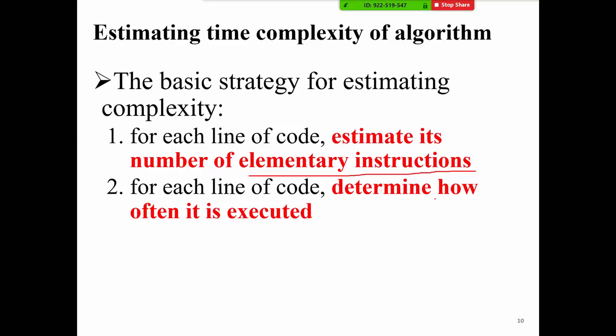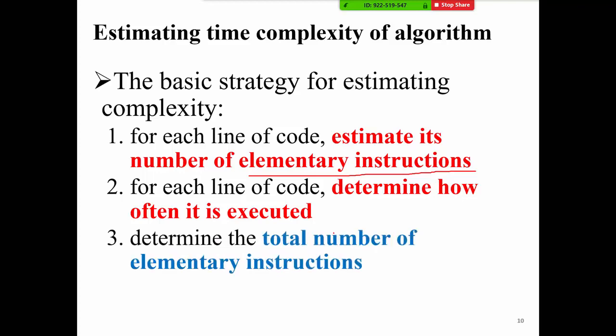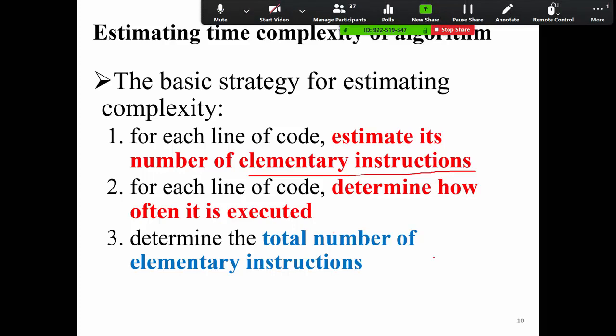For each line of code, we determine how often it will be executed. So there's a strategy. First step, you go to each line and determine how many elementary instructions there are on that line. Then in the second step, you determine how often this line will be executed. Then determine the total number of elementary instructions at the end. So these are the 3 steps we're going to follow to determine the time complexity of any algorithm: find the number of elementary instructions for each line, how many times this line will be executed, and also find the total.